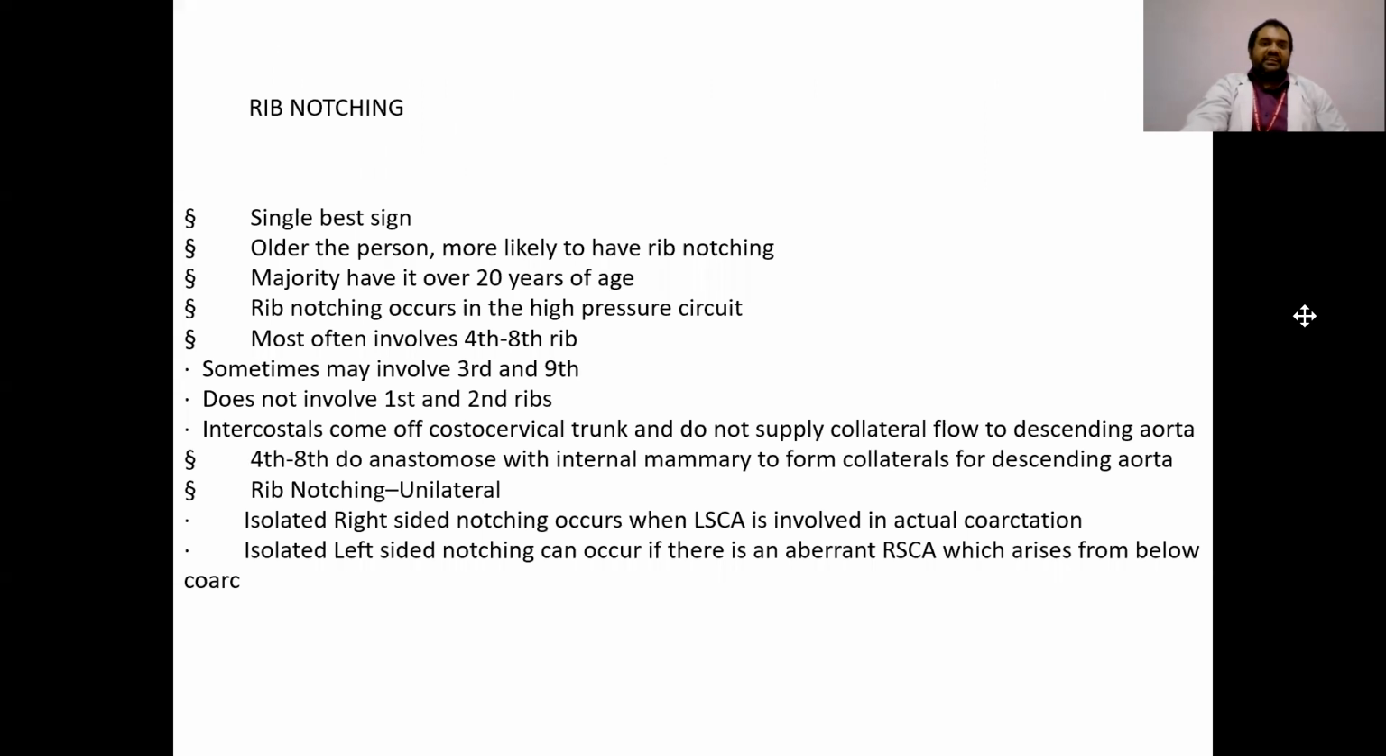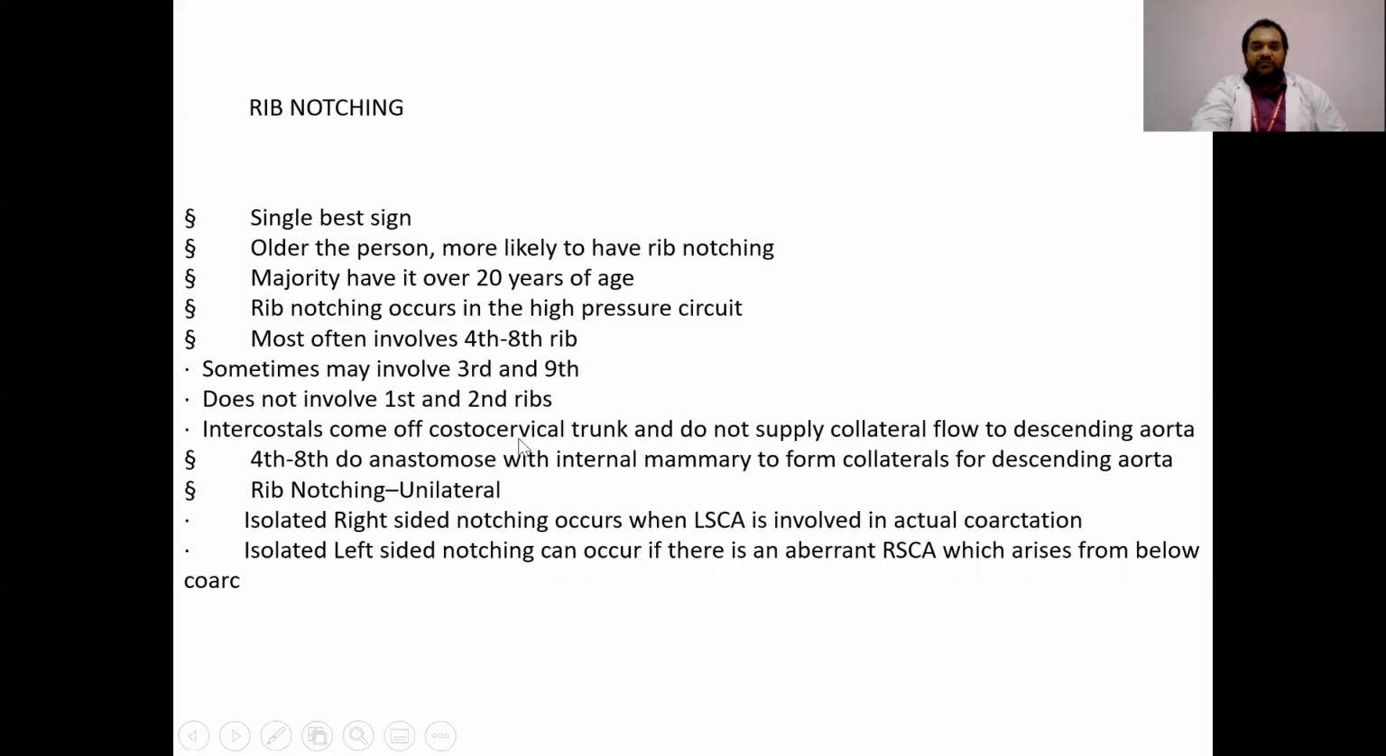Rib notching is the single best sign. The older the person, the more likely to have rib notching. The majority have it over 20 years of age. Rib notching occurs in the high pressure circuit. It most often involves the 4th to 8th ribs, sometimes may involve the 3rd and 9th, and does not involve the 1st and 2nd ribs.